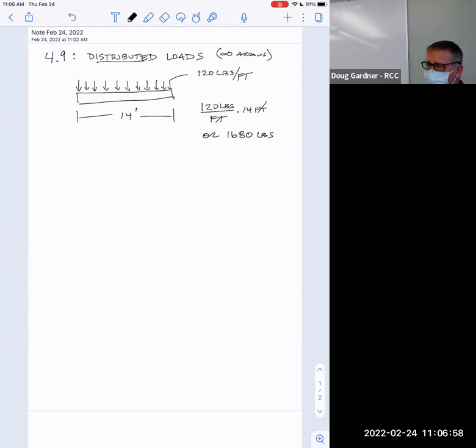But the question is, where is it? Where do I put that arrow? Is it on the left side? Is it on the right? Is it in the middle? Where is it?